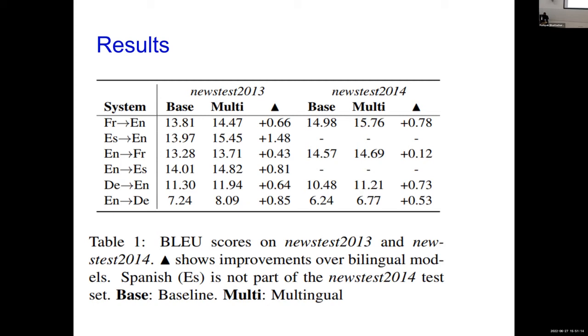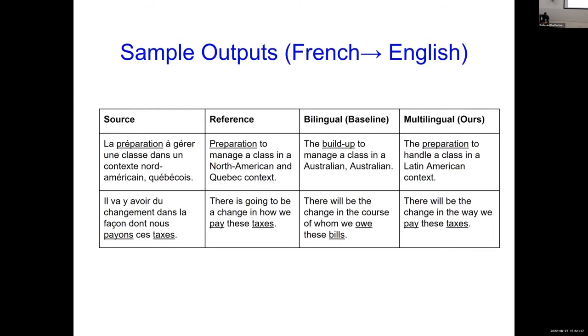We also conducted qualitative observations. So for example, if you take this sentence here, which is a French sentence, the English reference is: preparation to manage a class in a North American and Cuban context. So the bilingual baseline system with zero parallel corpus gave complete trash. Okay, the build up to manage a class in Australia and Australia. This was the output. But for a multilingual denoising back translation based cross-lingual embedding based system, we got a reasonable quality output: the preparation to handle a class in a Latin American context.